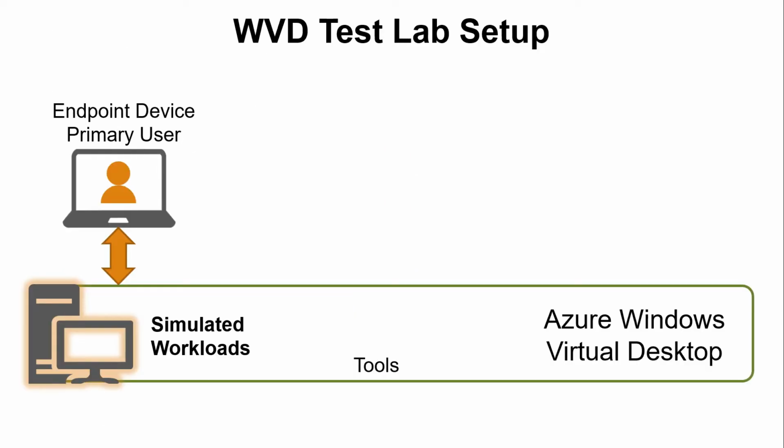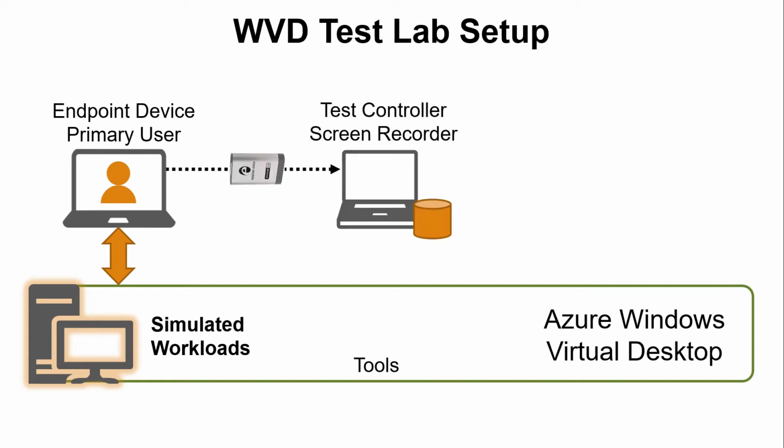This is how a typical WVD test lab setup looks like. It all starts with a user connected to a WVD session. In the session, we can run workloads that are simulating user interaction. This makes sure that the exact same user behavior is repeatable. The screen output of the physical WVD client goes to a frame grabber or video capture device that is connected to a screen recorder PC. This allows us to record the perceived user experience without influencing the performance of the client device.